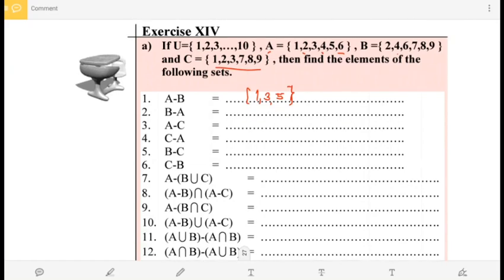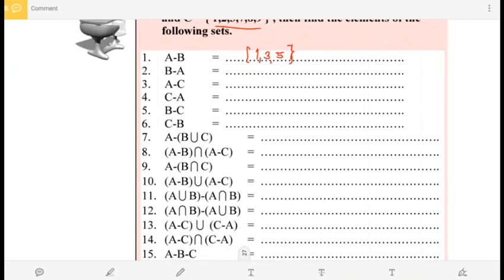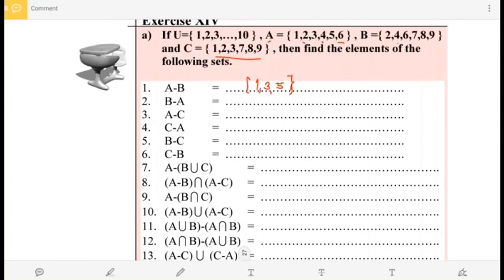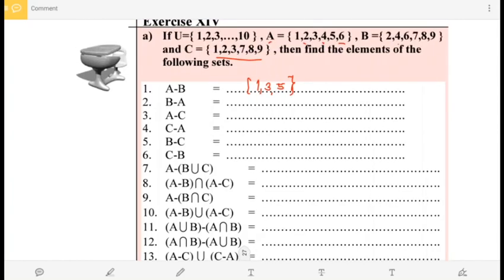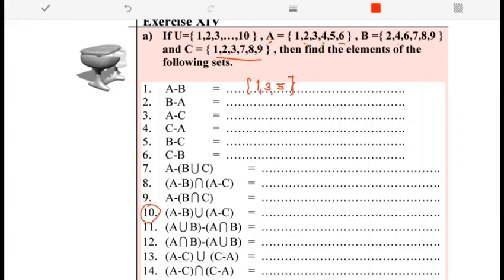Now let's have, what about A minus, if I have 3 operations like this one? Oh, no. Number 10. I'll do number 10. A minus B and A minus C, then you combine them. As I said, you should do first the one inside the parenthesis. So A minus B, we already got it. So 1, 3, and 5. Then union with A and C. C is 1, 2, 3, 7.